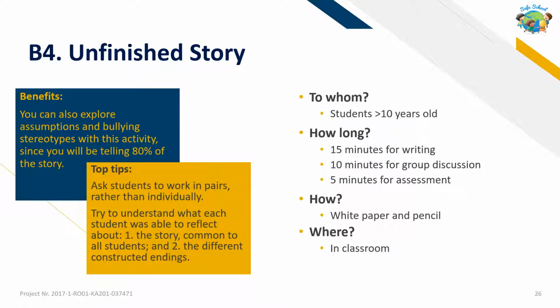Reflection activity number 4, unfinished story. With this activity, the facilitator will be able to promote teamwork and efforts not only to come up with an adequate ending, but particularly to collaborate and make a reflection about the bullying situation or lesson. It is best used with students over 10 years old, since this reflection activity requires the capacity for students to reflect their feelings through writing.